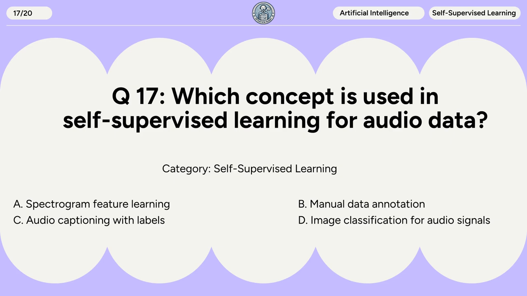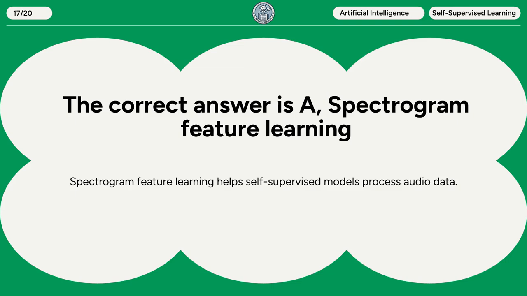Question 17. Which concept is used in self-supervised learning for audio data? A. Spectrogram feature learning. B. Manual data annotation. C. Audio captioning with labels. D. Image classification for audio signals. The correct answer is A. Spectrogram feature learning. Spectrogram feature learning helps self-supervised models process audio data.